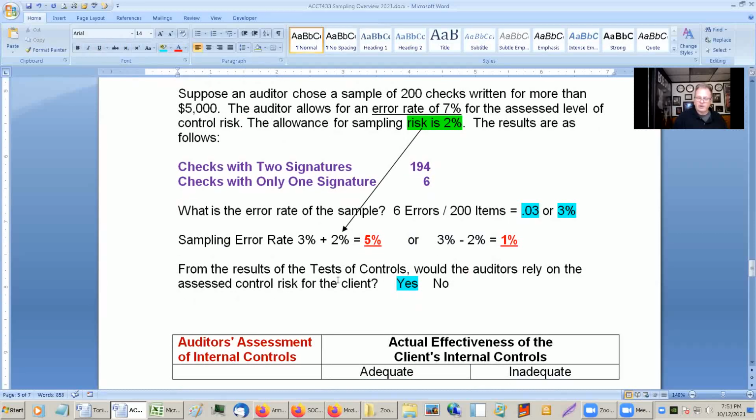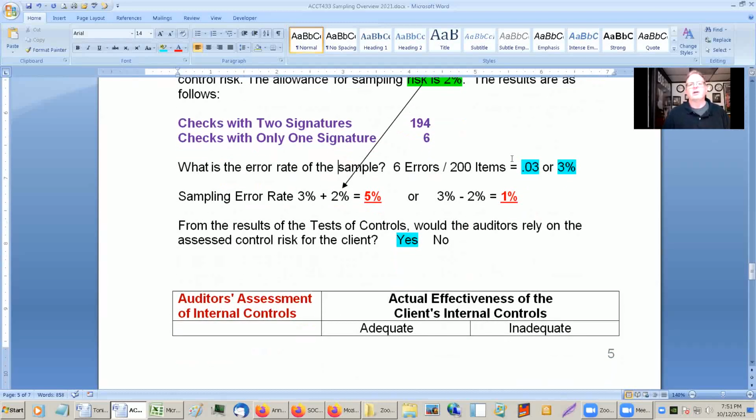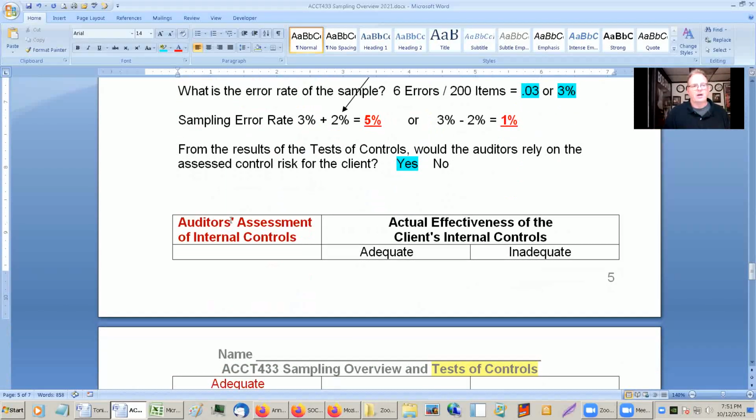So our best estimate would be 3%, but it's a sample, so it could be plus or minus 2%. It depends on whether they set it up as a one-tailed test or a two-tailed test, but if we think about the normal bell curve, it'd be a plus or minus. Okay.